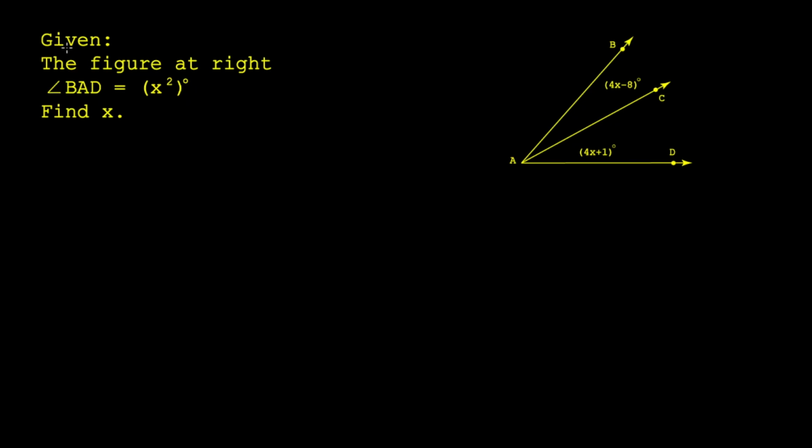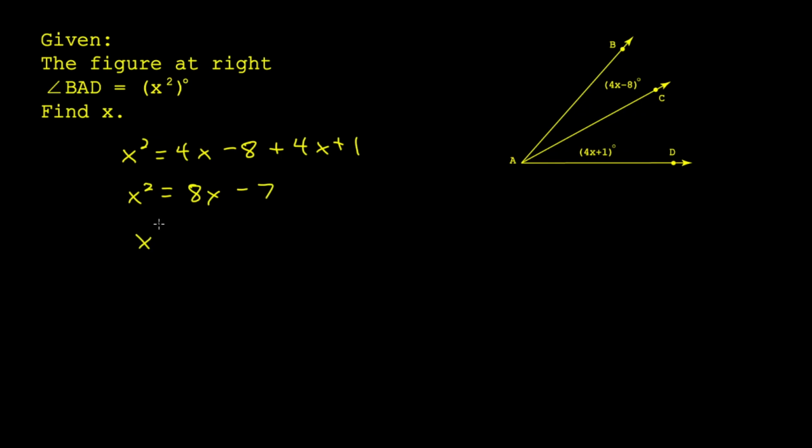So we can see here, given the figure at right, angle BAD is x squared. Now the two small angles BAC and CAD have these measures. So we will make our equation from the geometry. x squared equals 4x minus 8 plus 4x plus 1. From there, x squared equals 8x minus 7.